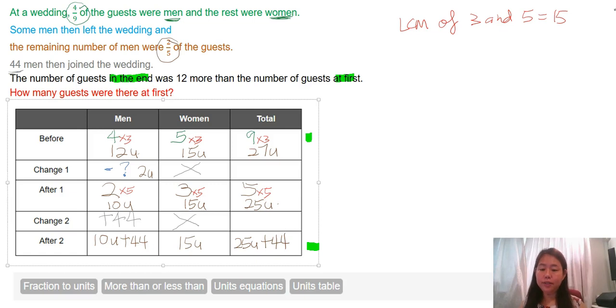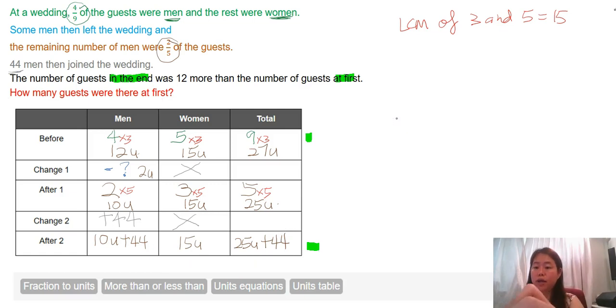Okay, now you can see that at this time, there's one critical information that we didn't use, and it is this one. The number of guests in the end was 12 more than the number of guests at first. But let's digest this sentence first. Some students, they are overwhelmed by this sentence. But it is really not as overwhelming as you think, because this is actually what you have learned at P2.